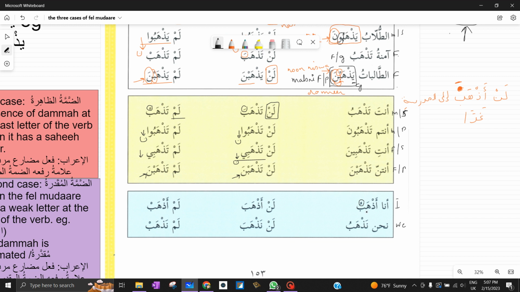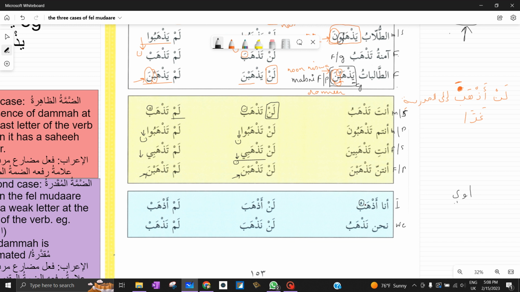Now there is a small detail here I would like to tell you. Any normal letter will have a clear visible dhamma over it, which we call in Arabic a sahih letter. Sahih letter means free of weak letters. Ba is a sahih letter. It is not a weak letter. What are the weak letters? Alif, Waw, and Ya. If these letters come at the end of the fi'l mudari', then what happens? It takes a dhamma muqaddara.